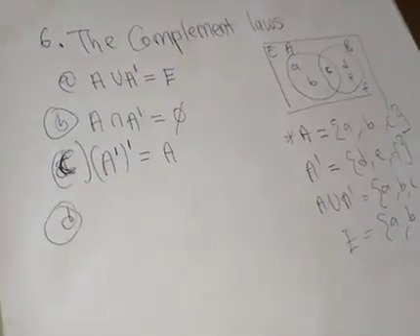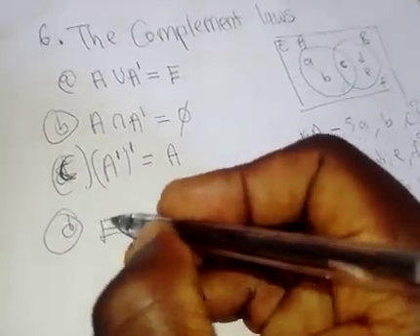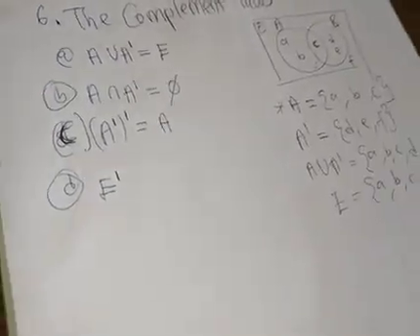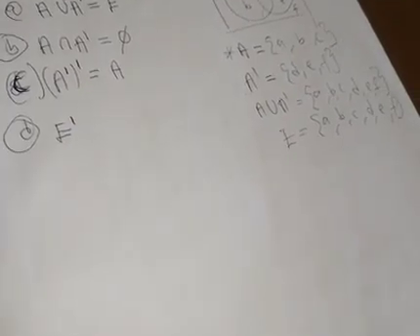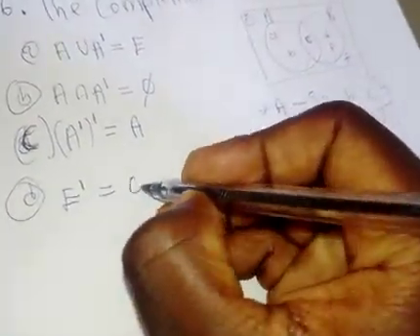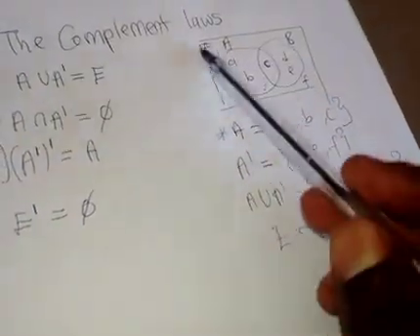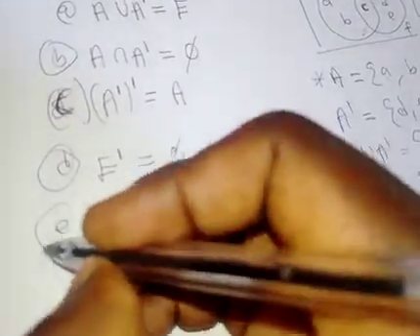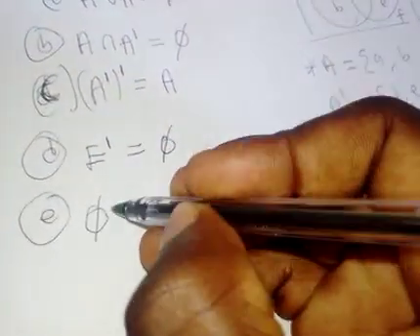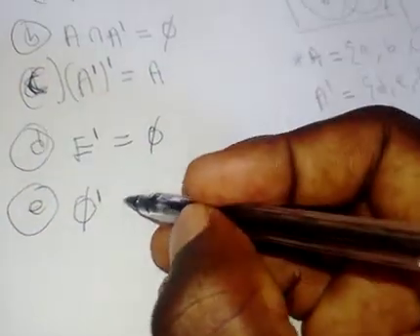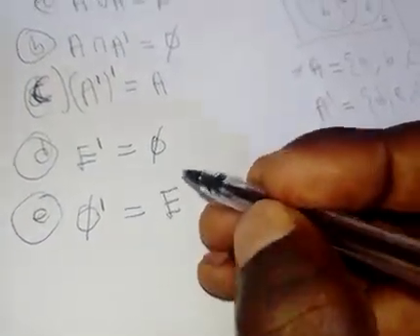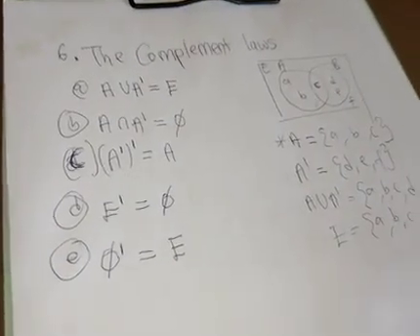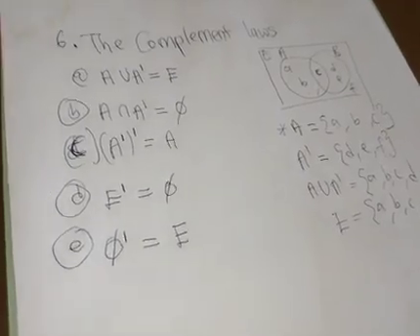Then D, what if we have the universal set complement? This simply means we are getting rid of everything in the universal set. What are we going to remain with? Automatically we remain with an empty set. So the universal set complement simply gives an empty set. Then what about the empty set complement? The empty set complement gets us back to the universal set.